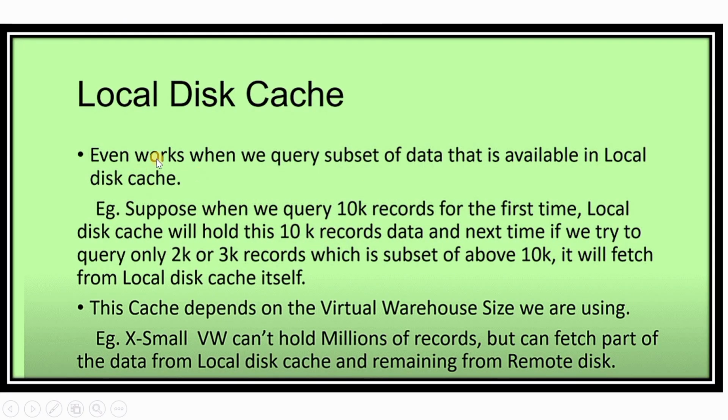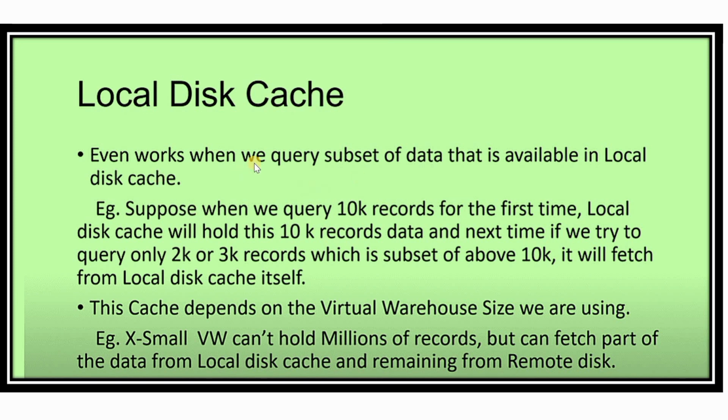Okay, it even works when we query a subset of data, as I told you earlier, with the example of select asterisk from table. First we fetch all the records of the customer table by using select asterisk. After that we just fetch the first name from that table, so it will not move to the remote disk; it will just fetch the data from the results cache. Okay, so that's an example.